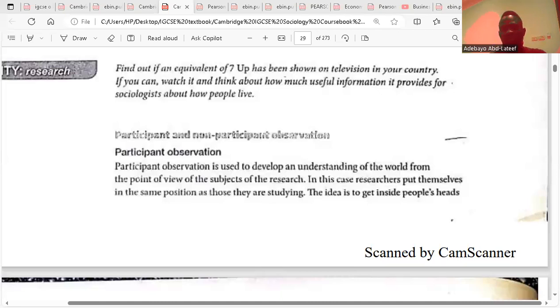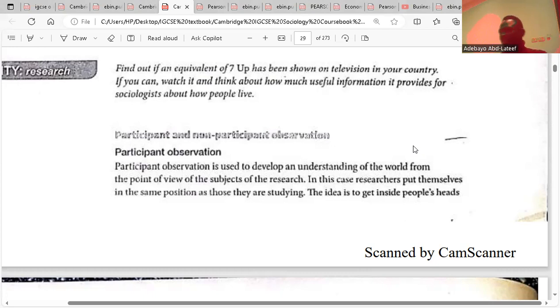Continue with our methods and theory. Today, we want to talk about participant and non-participant observation. So for participant observation, what does that imply? It means that you are trying to develop an understanding from the point of view of those that you want to observe.